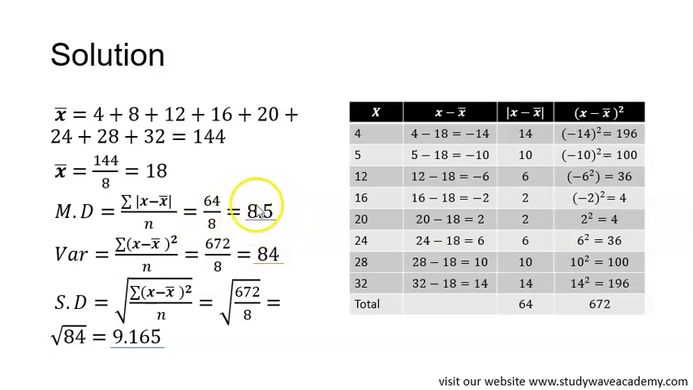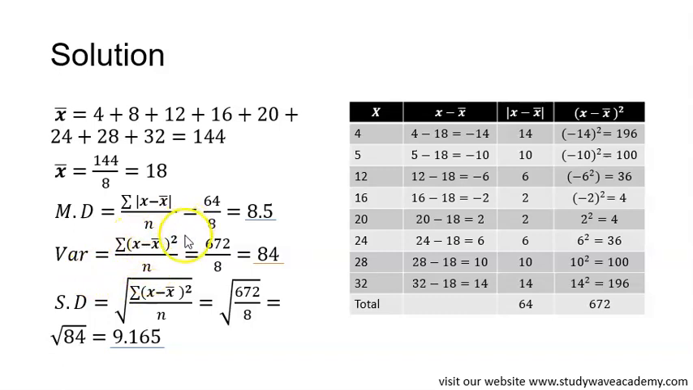So this is our mean deviation, okay? 8. Do you understand? Now we have gotten the mean deviation. We are going to be looking at how to solve the variance. Remember, our formula for solving the variance is the sum of x minus x bar, bracket close, raised to power 2 over n.